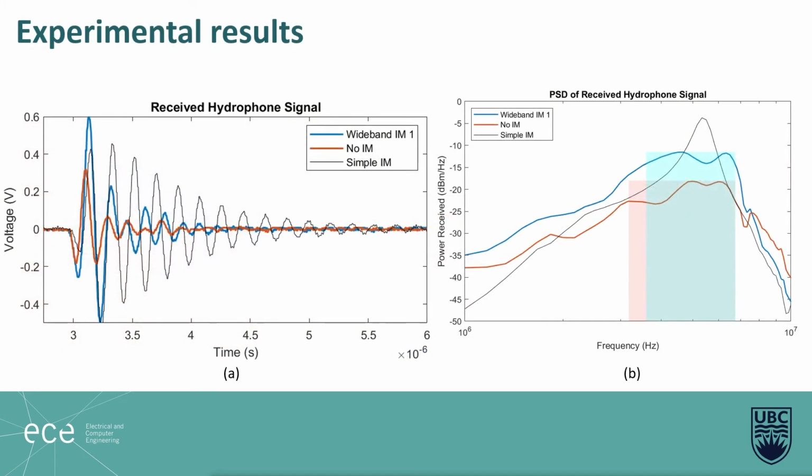Here are the results of our experiment. In the time domain signal, we see our wideband matching delivers higher peak amplitude without much ringing. In the power spectral density, simple impedance matching delivers higher power at a single frequency, while wideband matching delivers more overall power. These experimental measurements validate our theoretical and simulation results.